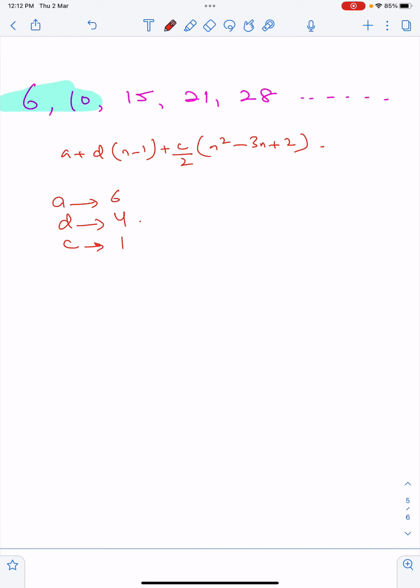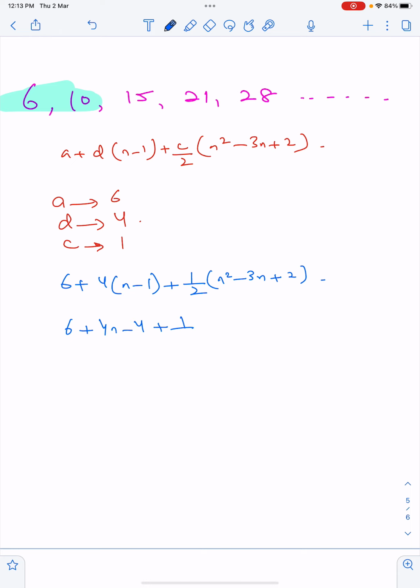Let's put it in the formula. So a is 6, d is 4, n minus 1, plus c is 1 upon 2, n square minus 3n plus 2. Okay, let's solve this. 6 plus 4n minus 4 plus half n square minus 3 upon 2 n plus 1. Let's solve this further. Half n square minus 3 upon 2 n plus 4n plus 6 minus 4 plus 1.